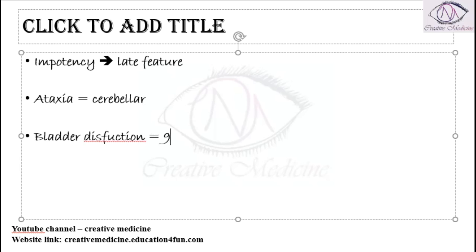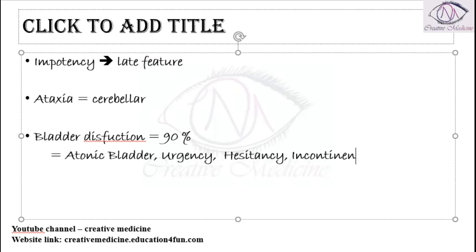This bladder dysfunction is seen in almost 90% of patients with multiple sclerosis. Bladder dysfunction can be either an atonic bladder, or there can be urgency, or there can be hesitancy, or incontinence can be seen in bladder dysfunction.